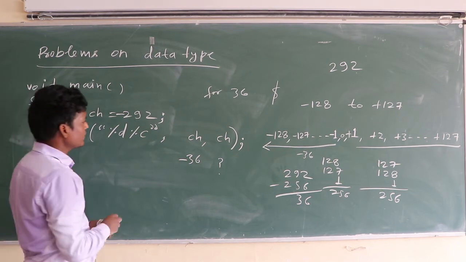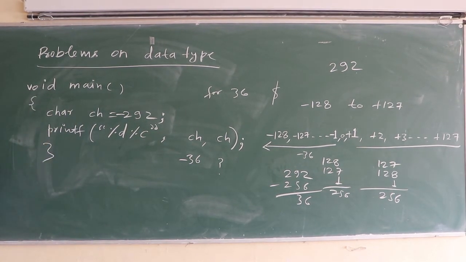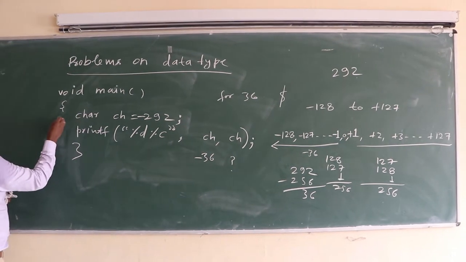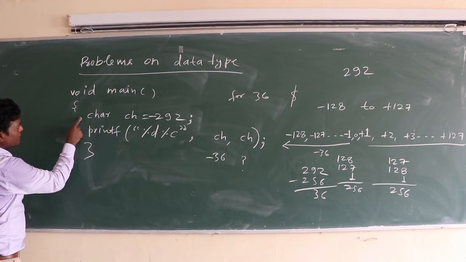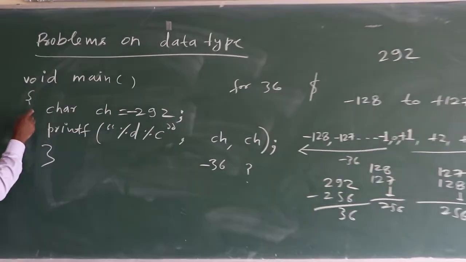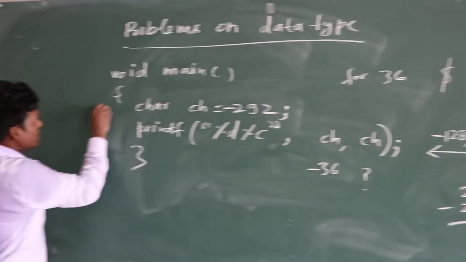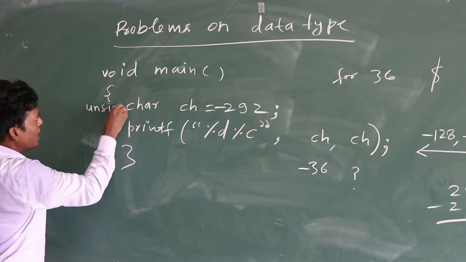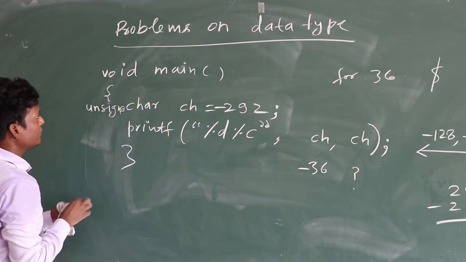Now suppose this is unsigned. Suppose here there is nothing mentioned, it is signed. By default data type is signed. Suppose there is the unsigned keyword mentioned. Suppose it is unsigned.